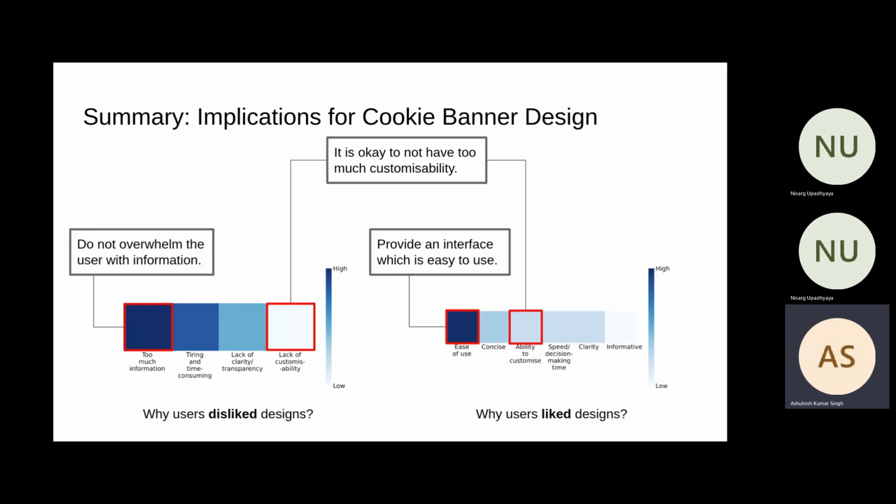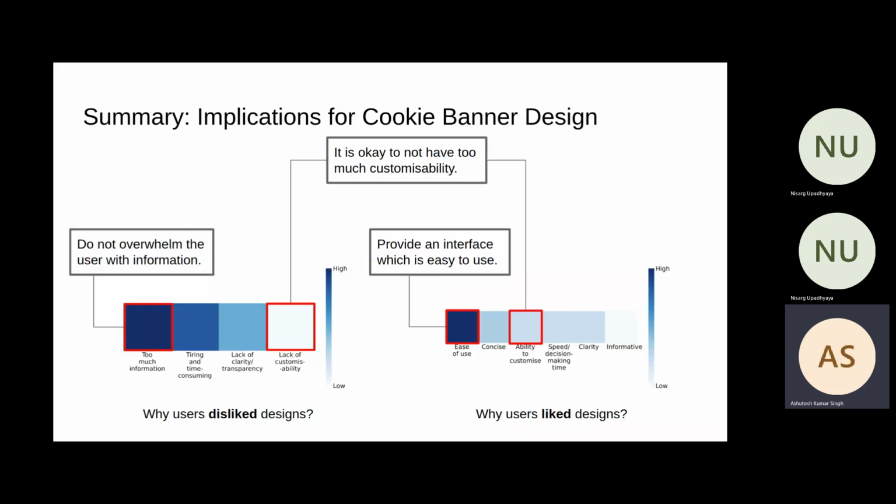Finally, in order to get a more general idea of which factors play the most important role, we flatten out the heat maps and identify the most frequently stated reasons for liking and disliking various designs. We come to the following conclusion. The design should be made concise, otherwise the user gets overwhelmed with the amount of information. The interface should be easy to use. We also observe that customizability does not play a very crucial role because neither its presence nor its absence had a major impact on the user's choices.